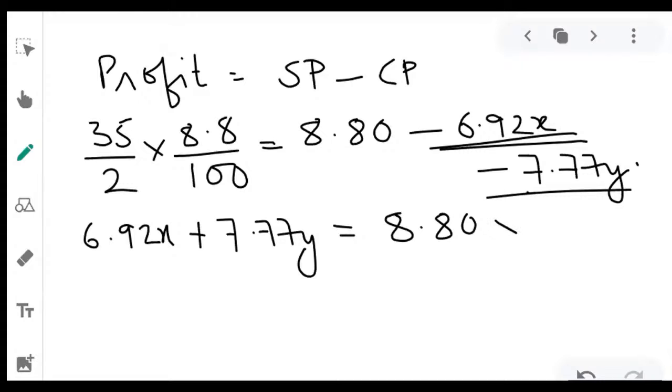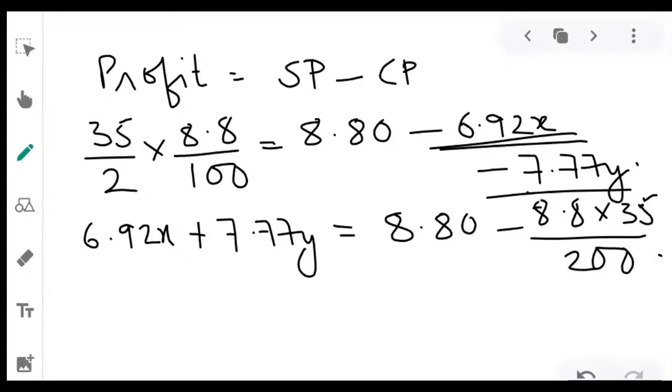8.80 into 8.80 minus 8.8 into 35 by 200. Can you tell me the simplified value of this equation? Simplify this and tell me.